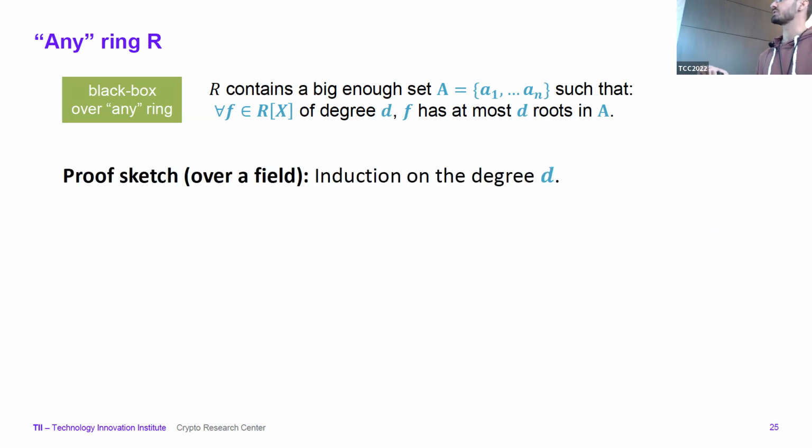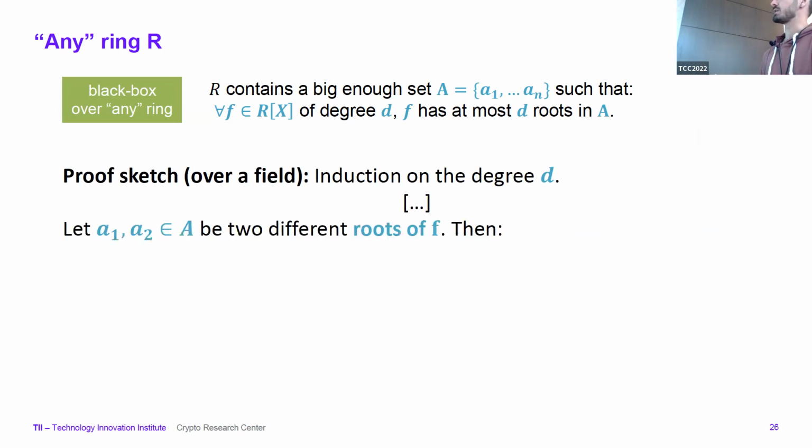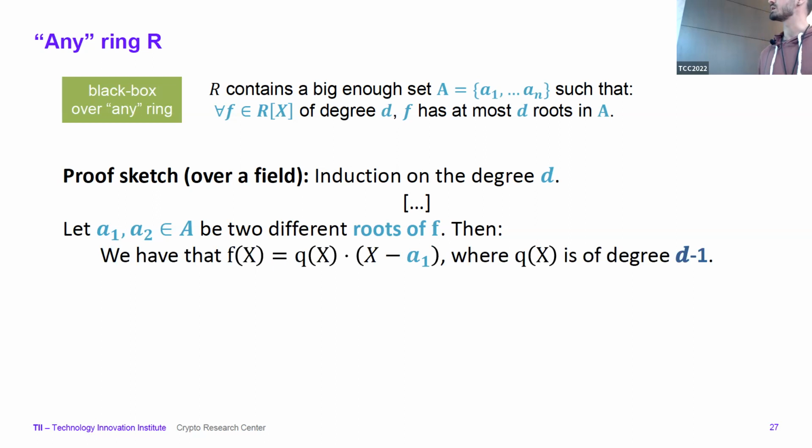So the way you do this proof over a field usually goes by induction on the degree of the polynomial. And at some point during the proof, you take a root in A, and then you say, okay, I'm going to express f of x as the product of q of x, where q is of degree d minus 1, times x minus that root.